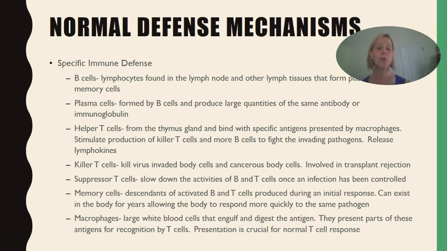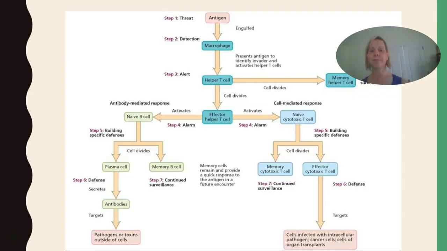Macrophages are large white blood cells. These are really monocytes that have changed in tissues, and they present parts of your antigen so that they can be recognized by T cells. And they're very crucial in order for your normal T cell response.